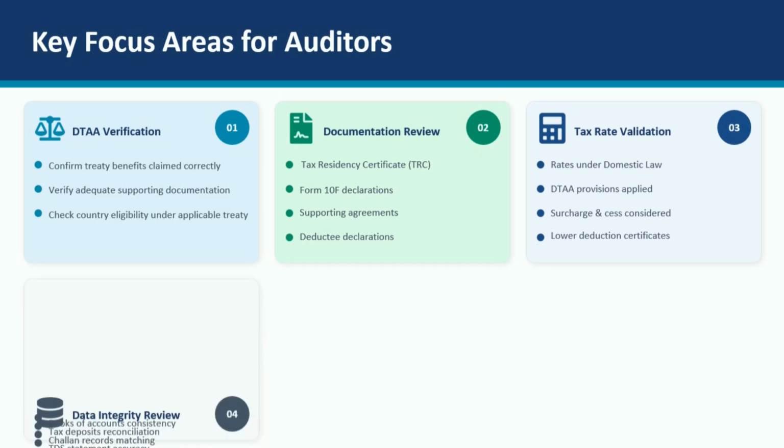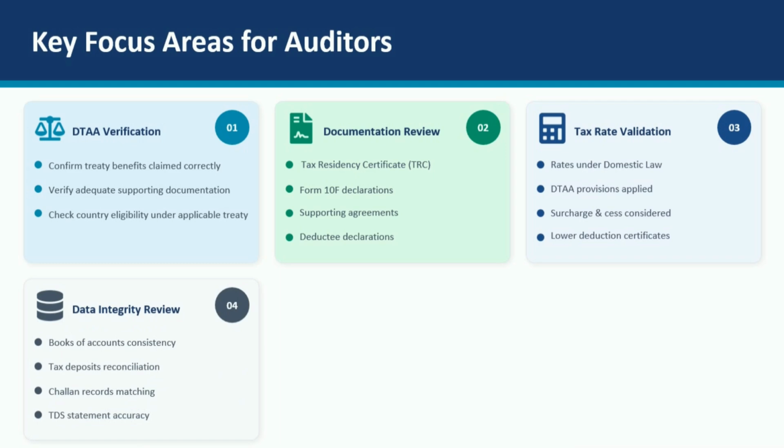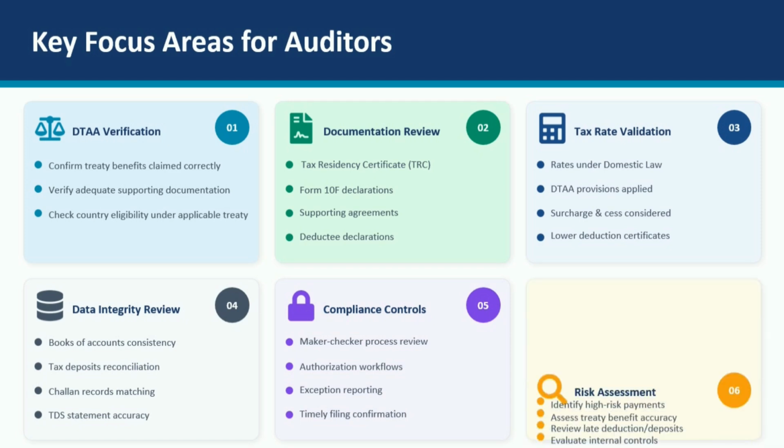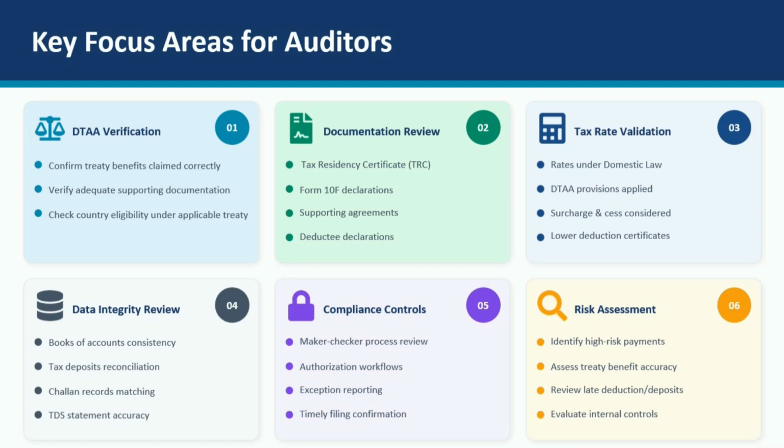Fourth, auditors should perform data integrity checks by reconciling books of account, tax deposits, challan records, and TDS statement data. Fifth, compliance controls should be assessed, including maker-checker reviews, authorization workflows, exception reporting, and timely filing procedures. Finally, a risk assessment should be carried out to identify high-risk transactions, evaluate treaty benefit claims, review delayed deductions or deposits, and assess the effectiveness of internal controls. Together, these focus areas help auditors strengthen compliance, improve reporting accuracy, and proactively identify potential risks.